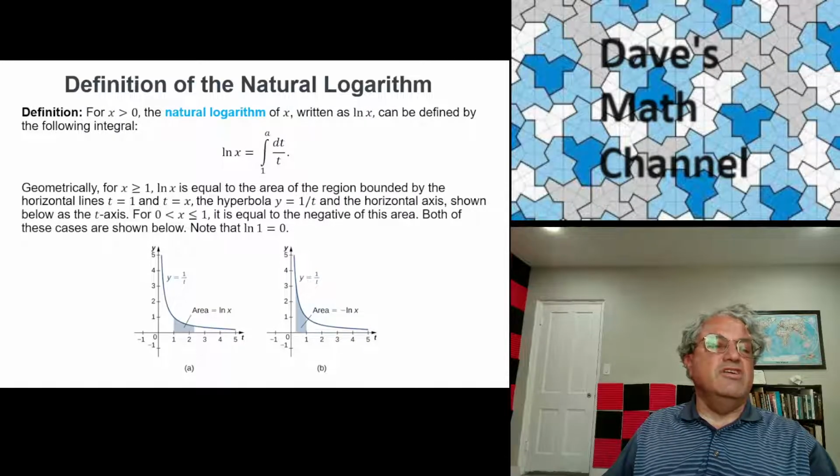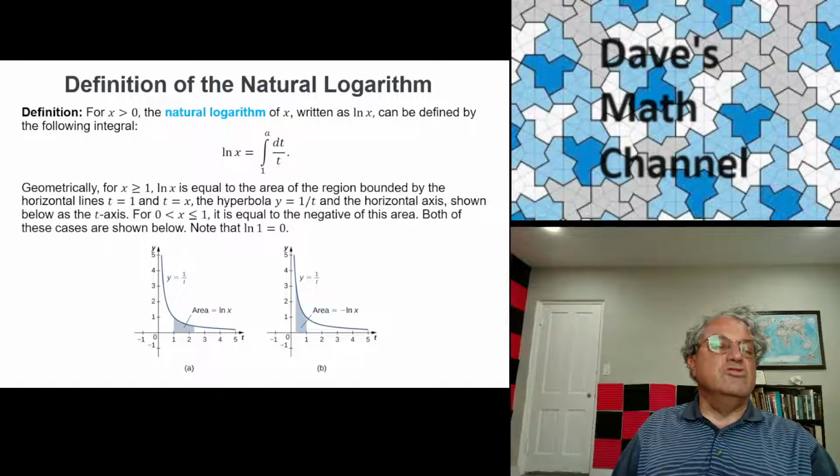And you might as well define it to be equal to this integral. Let's just see what kind of properties it has if we do that. Geometrically, by the definition of a definite integral, it's just the area under the hyperbola y equals 1 over x, or if you like, y equals 1 over t. There are two cases you can look at. One case is where x is greater than 1. In that case, you get a positive value for the natural logarithm. It's just the area from 1 to x under the curve y equals 1 over t. You can see that's positive.